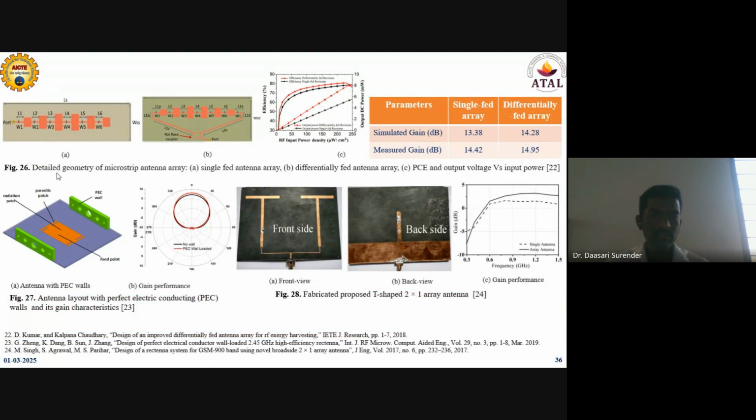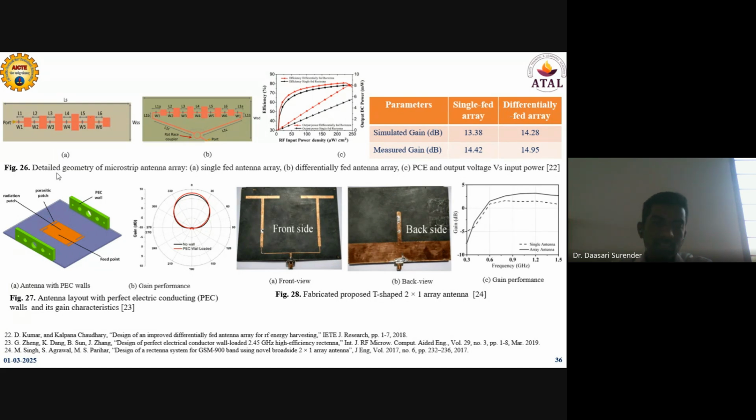And here, single fed and differentially fed antenna arrays are also presented by one of the authors. Here also a similar observation has been made, that the differential feeding approach provided more gain comparatively than the single fed antenna array. So that is clearly given in the table, and the approaches were given in figure 26A and B. And the efficiency is also given in 26C.